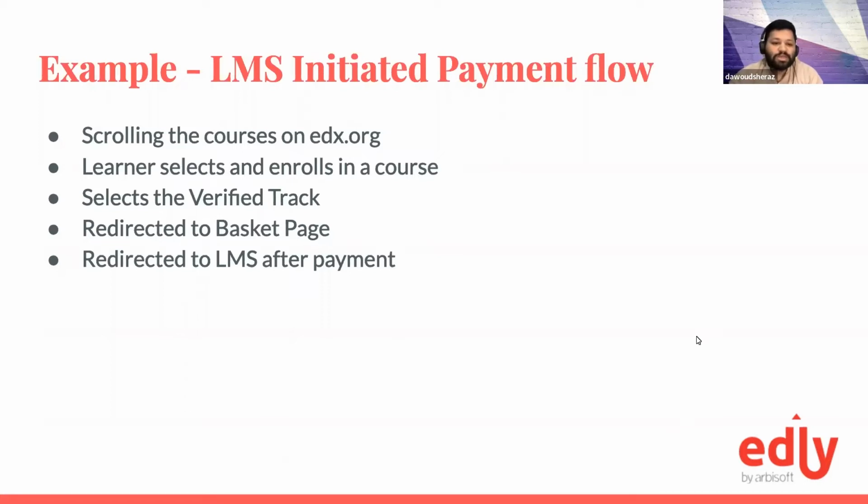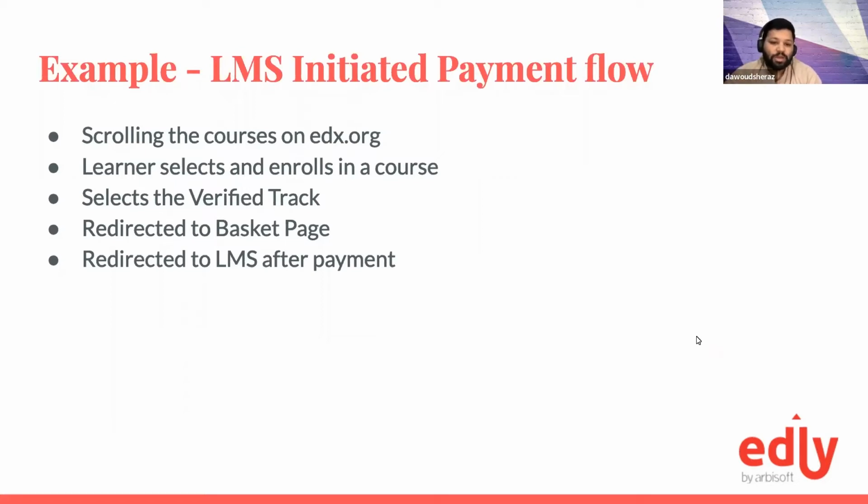So the scenario is that a learner is scrolling through the courses on edX.org. They like a course that they want to enroll in. That course is behind a payment track. So they select that course, they enroll in it, and they are provided with the option to choose their non-audit or verified track. They select the verified track, and that will initiate the payment flow on the basket page. And after the payment, they will be redirected back to LMS. Now, in this 5 simple step example, we have navigated between 3 different systems.